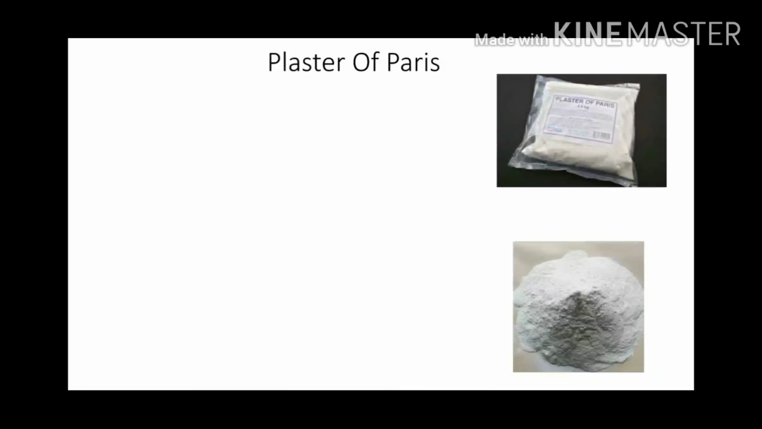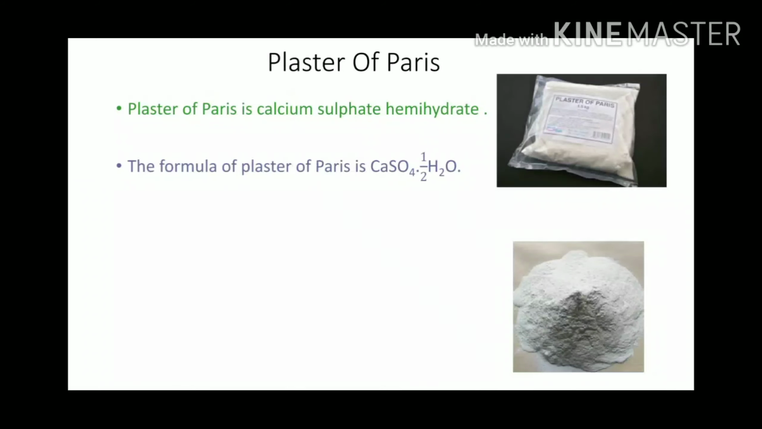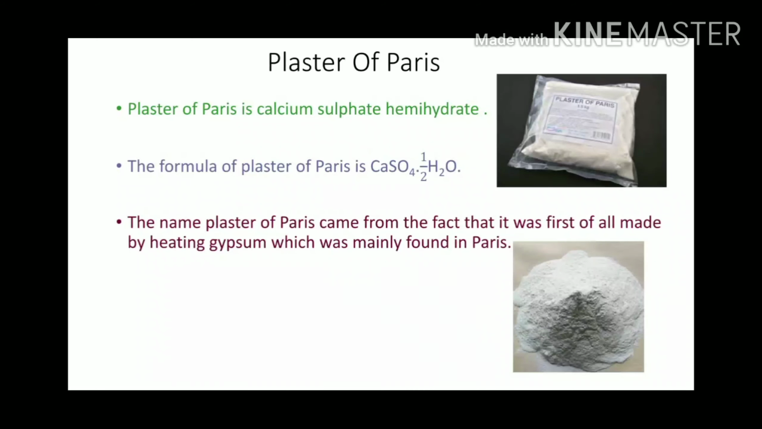Plaster of Paris. Plaster of Paris is calcium sulfate hemihydrate. The formula of plaster of Paris is CaSO4.½H2O. The name plaster of Paris came from the fact that it was first of all made by heating gypsum, which was mainly found in Paris. Plaster of Paris is commonly known as POP.